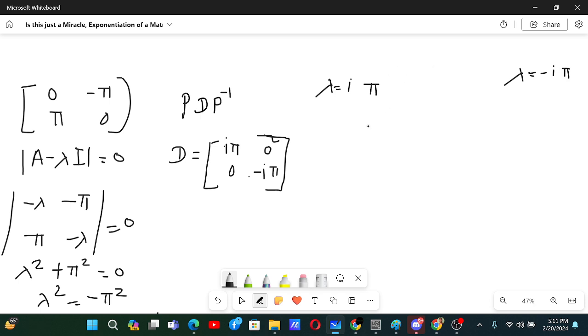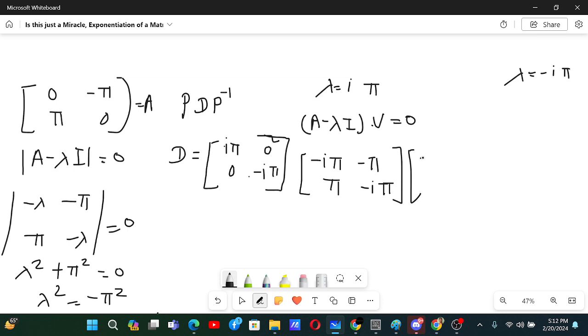When lambda equals i pi, in that case, to find the eigenvector, we'll use the equation involving the eigenvector, that is A minus lambda I times v equals 0. Our A is this matrix. So when lambda is i pi, we have minus i pi and then minus pi itself. Yeah, lambda is i pi. So over here also pi only, because our A is this, yeah. And then this is minus i pi again.